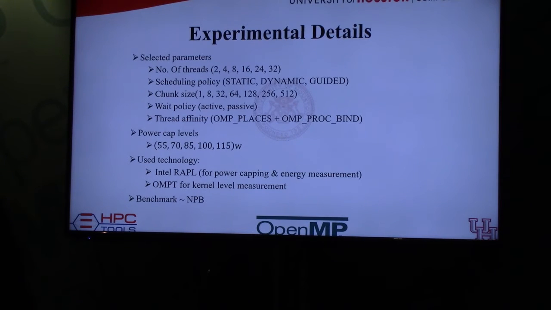In our experiments, we selected different parameters: different levels of number of threads, different scheduling policies, different chunk sizes, wait policy, and also thread affinity. As we were saying, in power-constrained computing, a certain node will be under a certain power cap. So we tried this configuration selection on 5 different power cap levels. For power capping and energy measurement, we used RAPL, and for kernel-level measurement, we used the recent OpenMP tooling. We tried our experiments on the NAS Parallel Benchmarks. So let's see how it did.